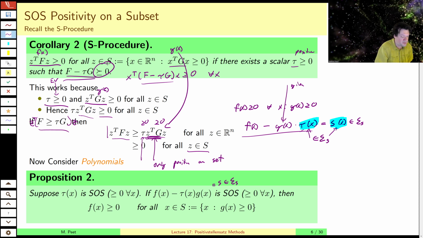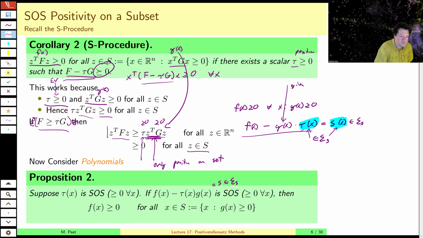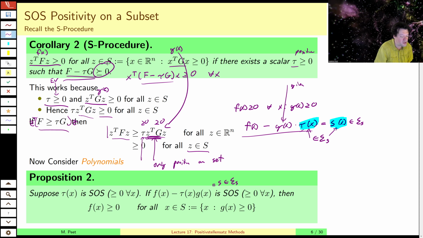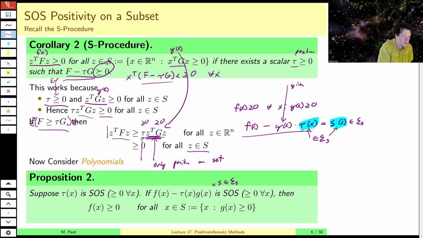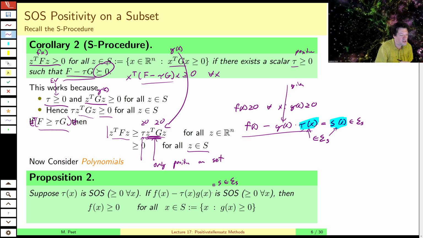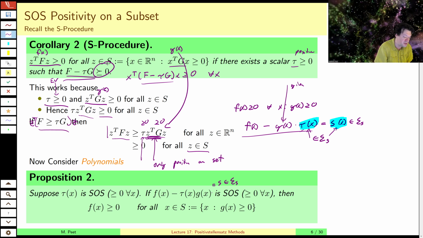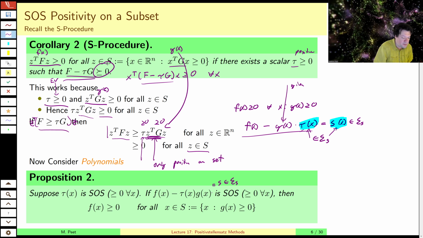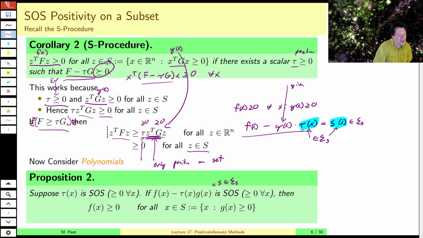In most of the results, we actually never go further than this condition, because it's enforceable, it's a sufficient condition, and it's a generalization of the S procedure, so it's pretty good. Except when it's not. And when is it not?